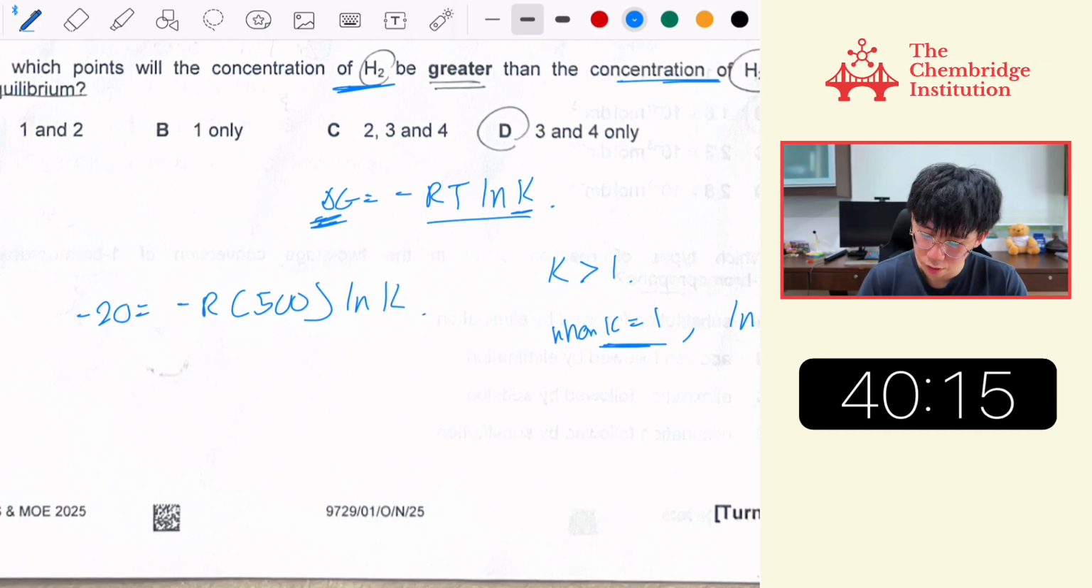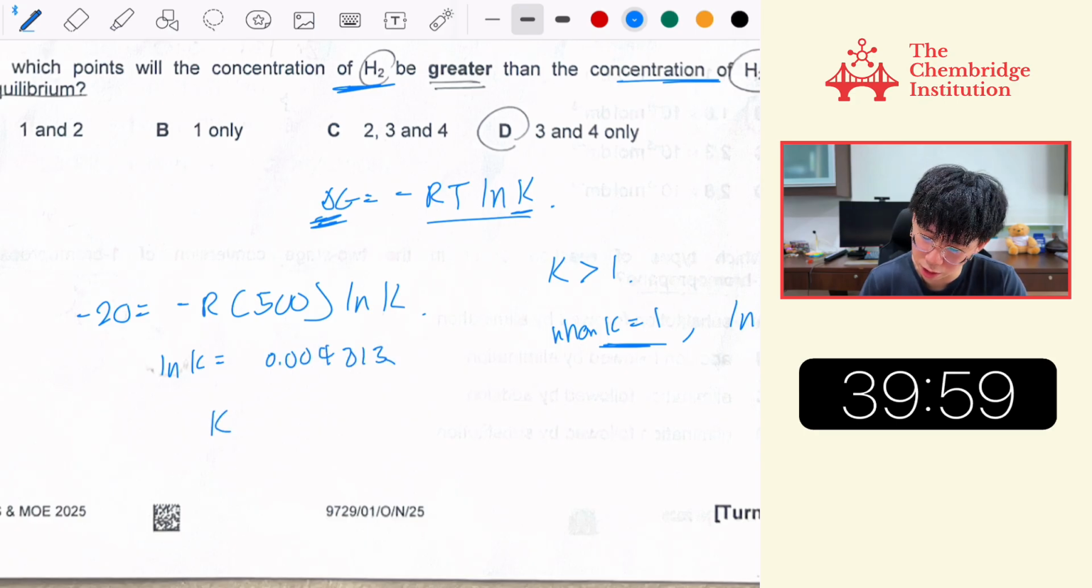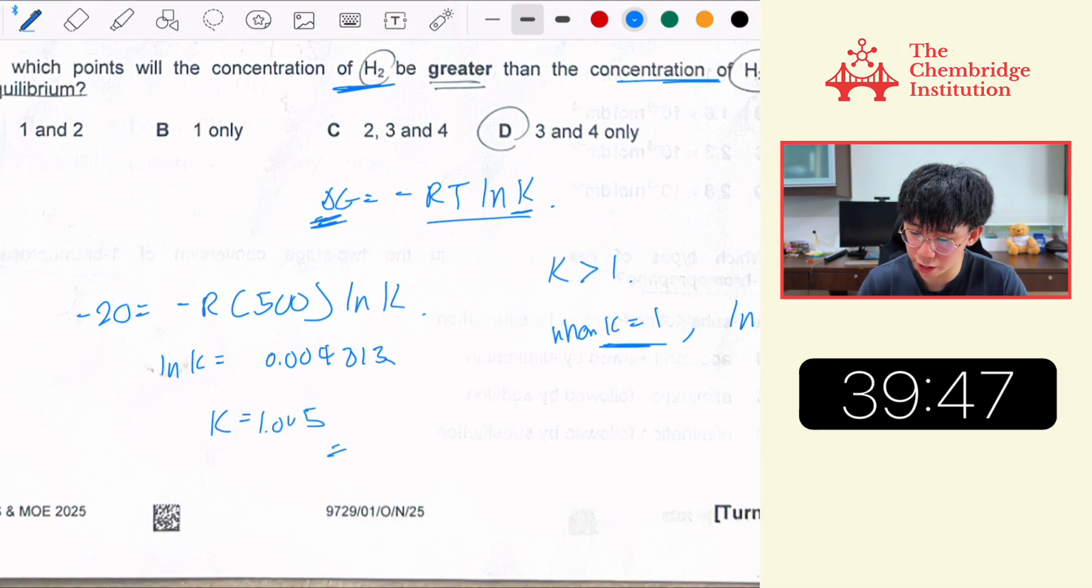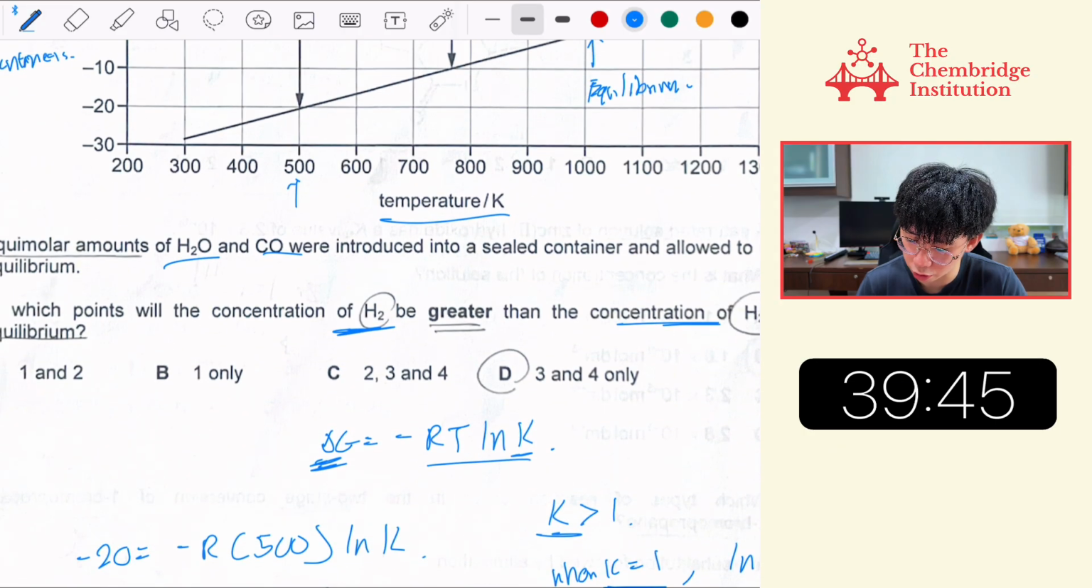So I'll be able to calculate ln K, which equals 20 divided by R, which is 8.31, times 500. Okay, so I'll get like 0.004813. And in this case, K seems to be 1.005. So this fulfills the criteria that K is greater than 1. Okay, so definitely 4 is correct.